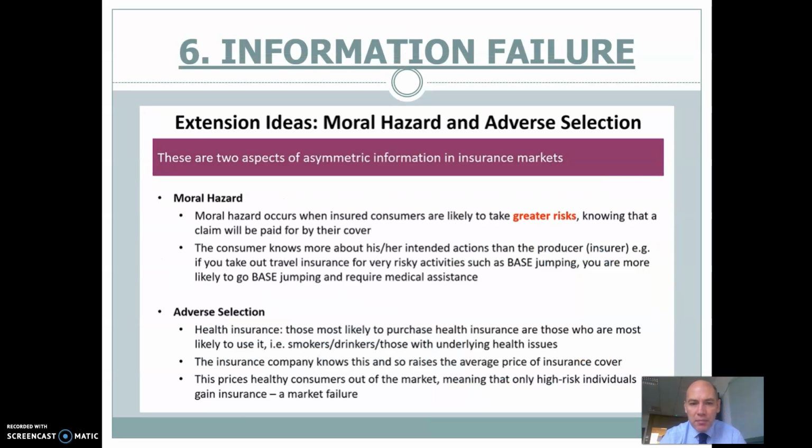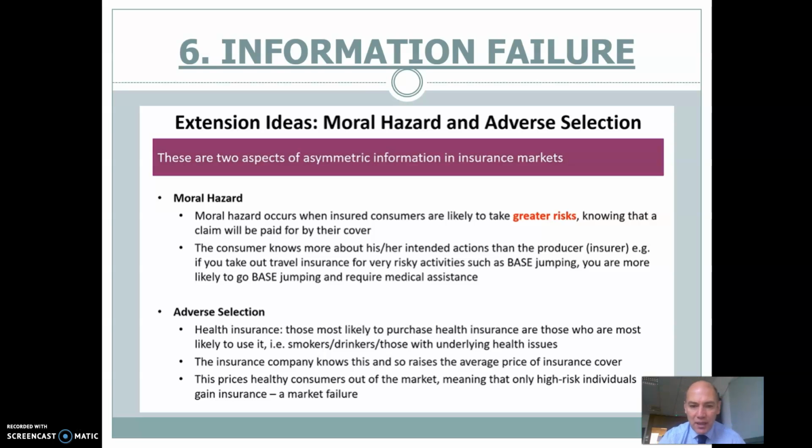Just a couple of extension ideas. Moral hazard and adverse selection. These are good economic terms. Try and make sure that you get this into your economic commentaries and language. Moral hazard basically occurs when an insured consumer is likely to take greater risks as a result, knowing that if something happens, the claim will pay for their cover.